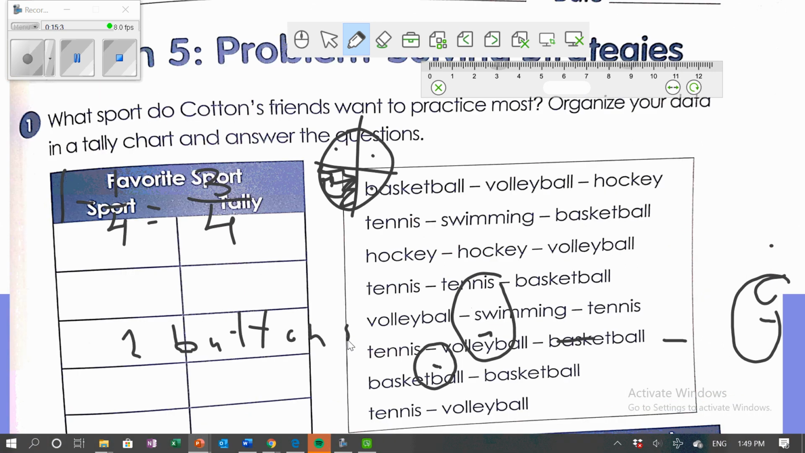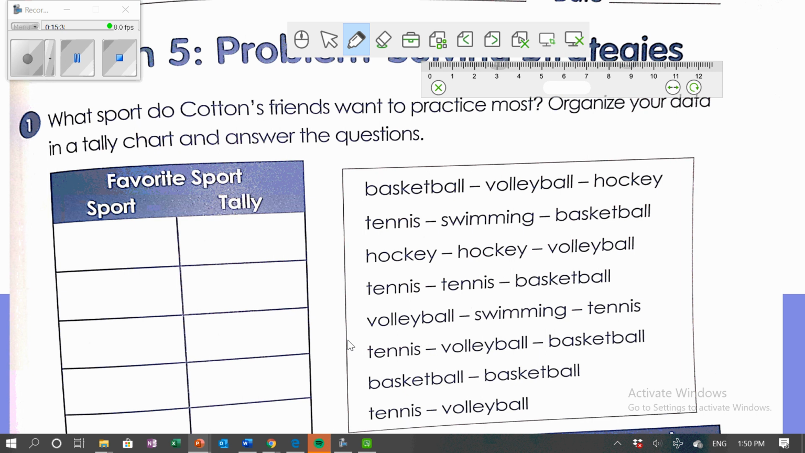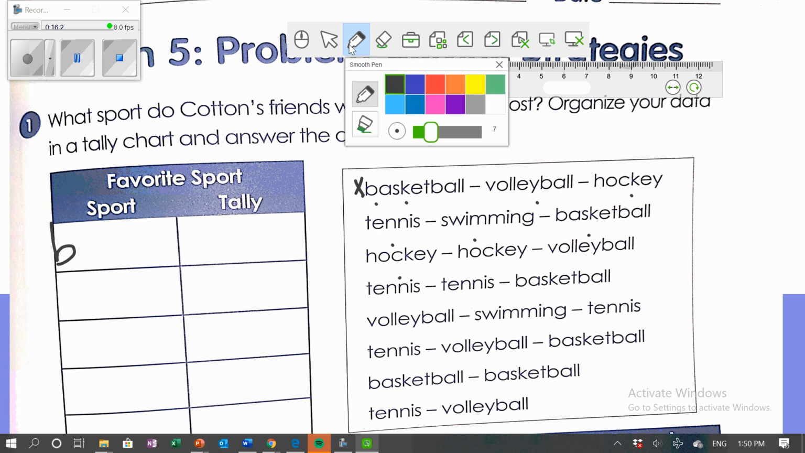Okay, let's go to the next. Here is your practice book. The first problem, you have to do it by yourself, but I'm going to help you a little bit to check your answer. Here is, what sport did Cotton's friends want to practice most? Organize your data in a tally chart and answer the question. Here you have repeated names for sports. Here I have basketball, volleyball, hockey, tennis, swimming, basketball, hockey. So see, they repeat that sport many times. I have to first write the sport name. So let's start with basketball and put an X that I wrote it. How about the others?